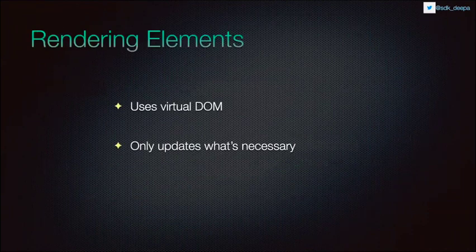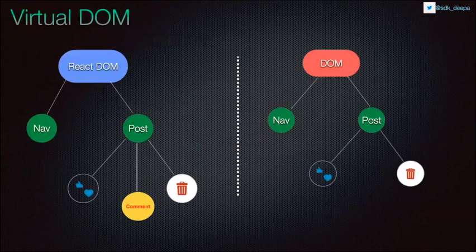So how do we render elements in React? Like I said before, React uses something called the virtual DOM, and it updates only what is necessary. So now let's get a visual of this. For example, on the left you have React DOM, and on the right-hand side you have the browser DOM.